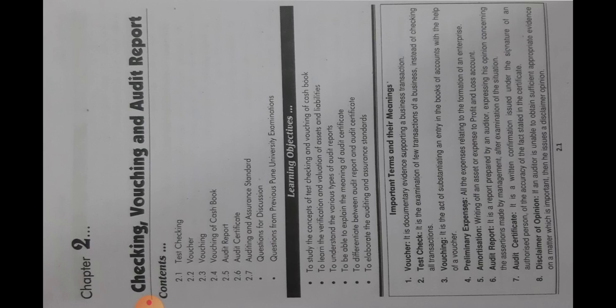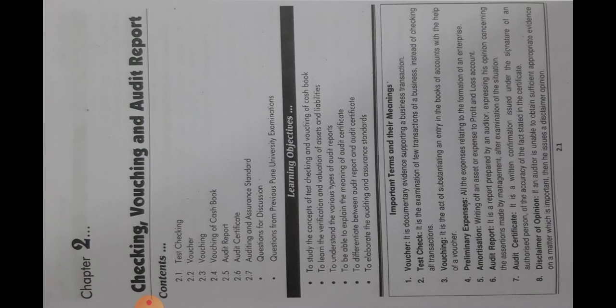This chapter contains test checking, what is meant by voucher, how the vouching is done, then vouching for cash book, how the audit report is prepared, what are its attributes, then how the audit certificate is issued by the auditors, then auditing and assurance standards, then any questions for discussions, and then previous university examination points are also given.